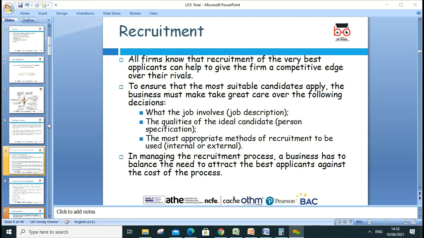So what does the job involve? Job description. We look at the personal specification which is required.